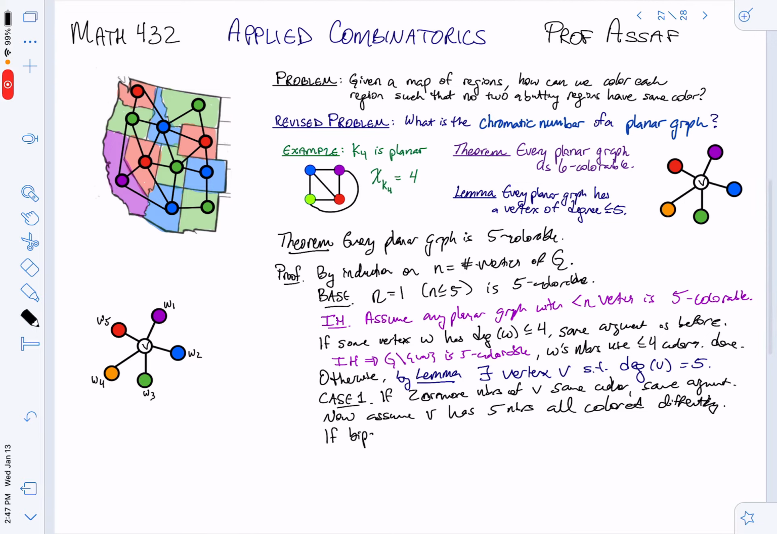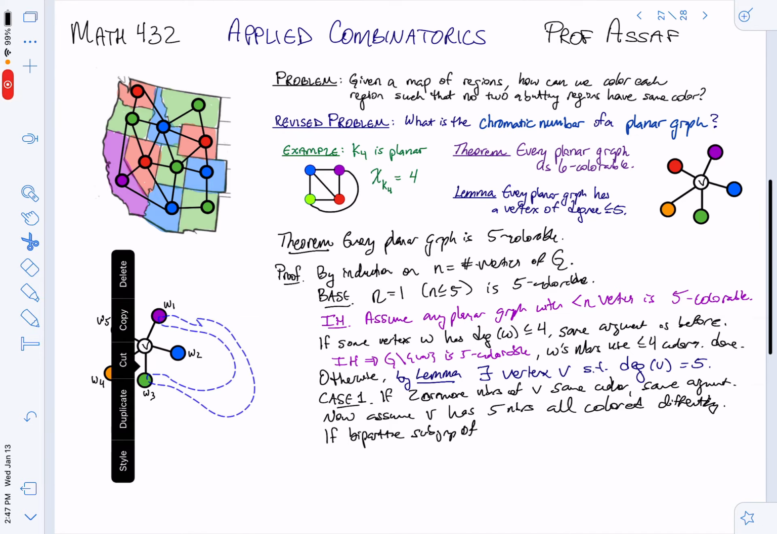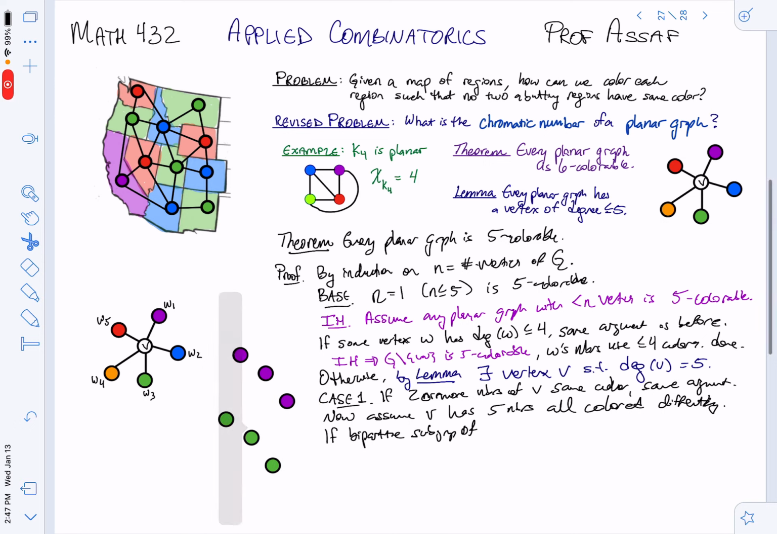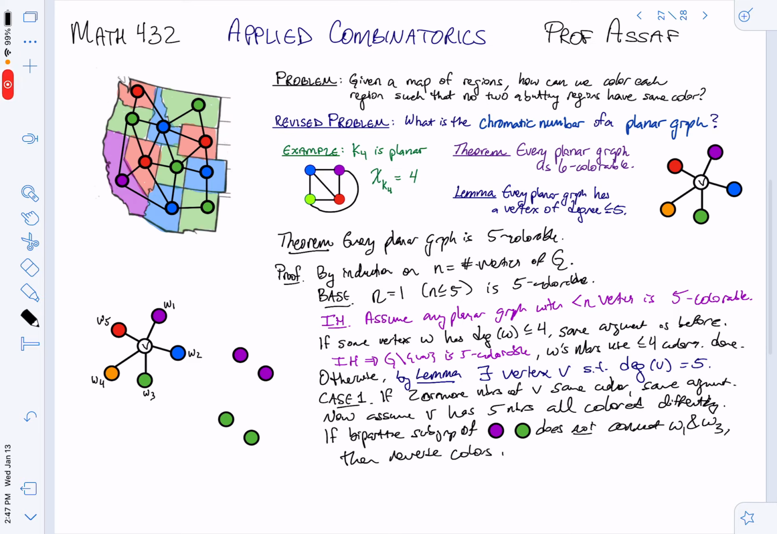So, remember, bipartite means 2 colors. If the bipartite subgraph of purple and green connects, or rather does not connect, W1 and W3, then reverse the colors on the component of W1. And then we're done.